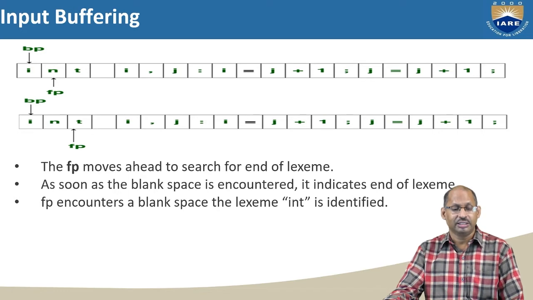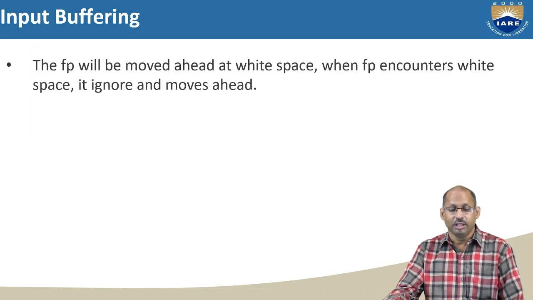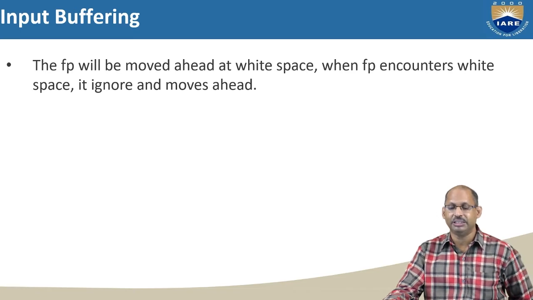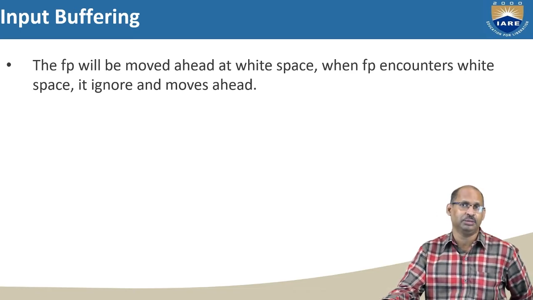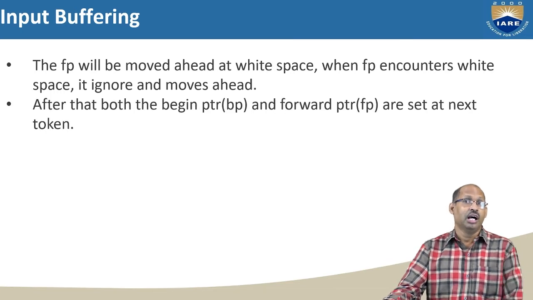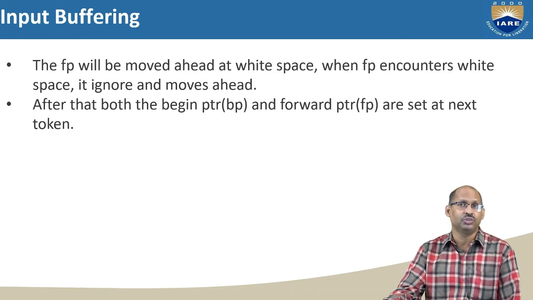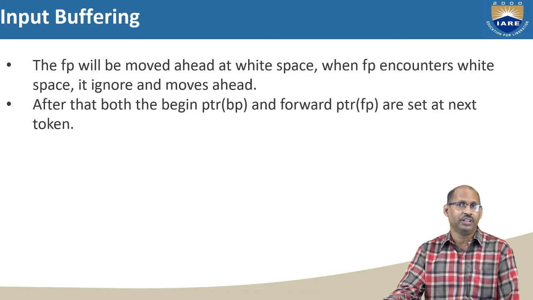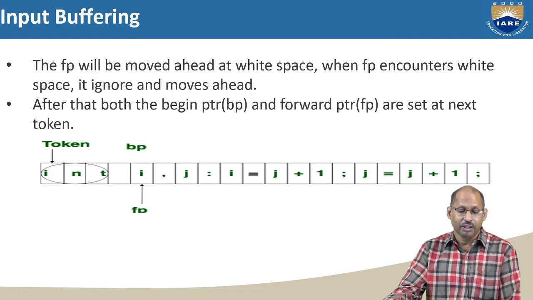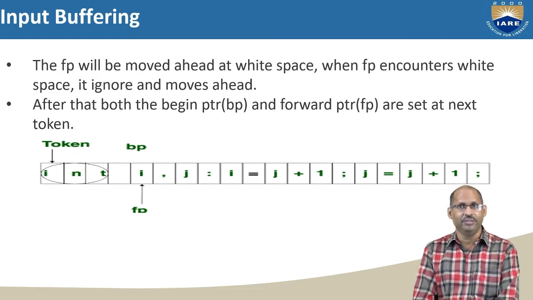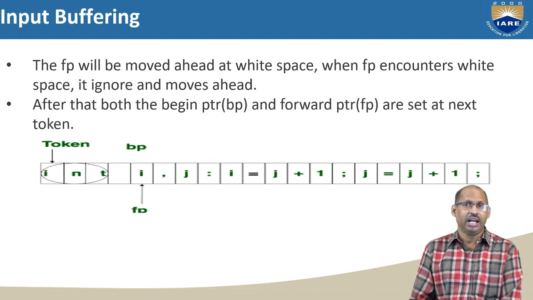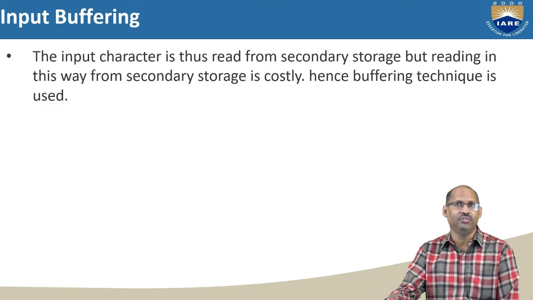The forward pointer then moves to the white space. When the forward pointer encounters white space, it ignores it and moves ahead. After that, both the begin pointer and forward pointer are set to the next token. After generating one token, both are updated to represent the start of the next token. Now the token for int is generated, and both pointers point to the next character, and it continues generating a sequence of tokens.